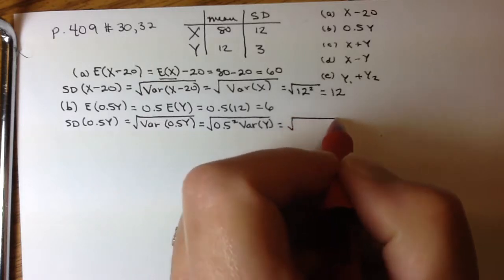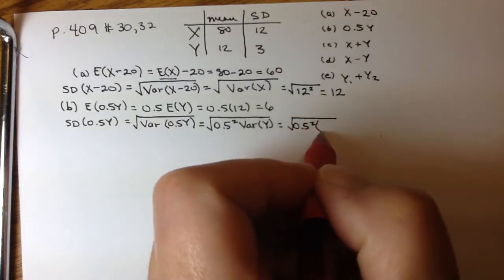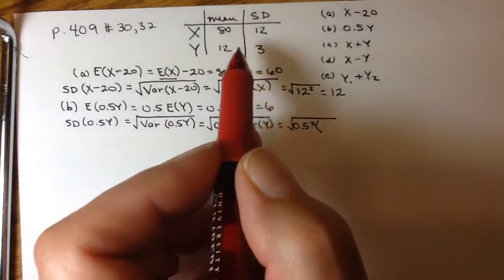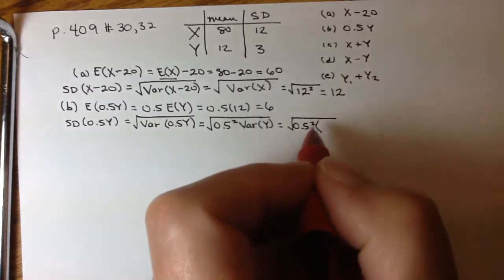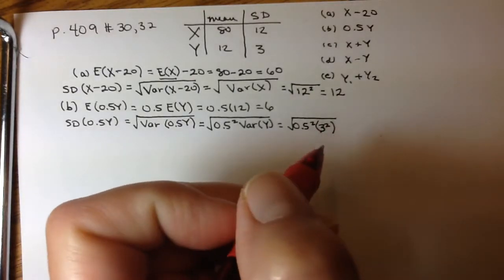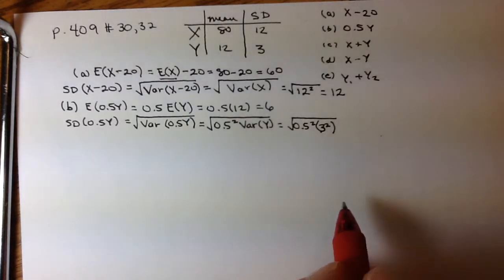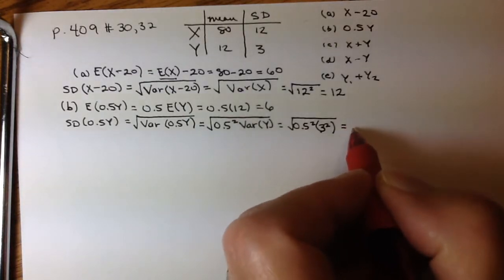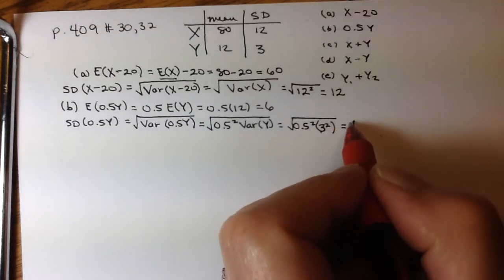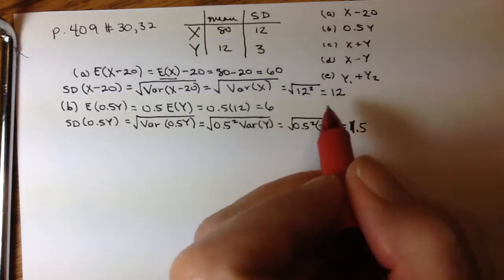If we do some substitution, that's the square root of 0.5 squared times the variance of y. We have in the table the standard deviation is 3, so the variance would be 3 squared. And then if we do some number crunching, that's going to give us a total of 1.5 after we crunch that out.